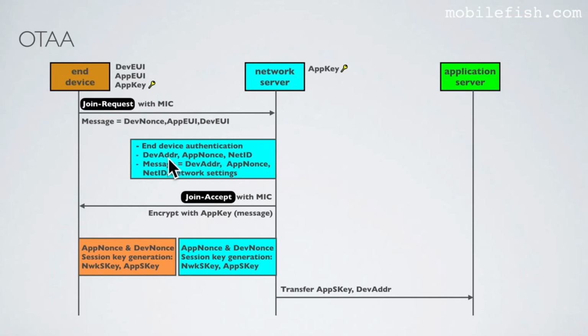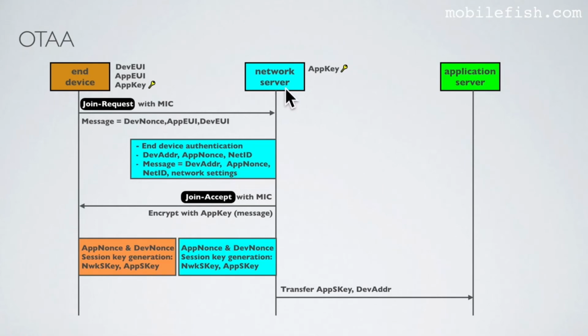The device address. The device address maps the dev-EUI to a network internal shorter address, which is 32 bits long, in order to reduce the protocol overhead in transmitted frames. The device address is similar to a client IP address. The network server also generates the app nonce. The app nonce is a randomly generated number, and the network server also generates a network identifier.